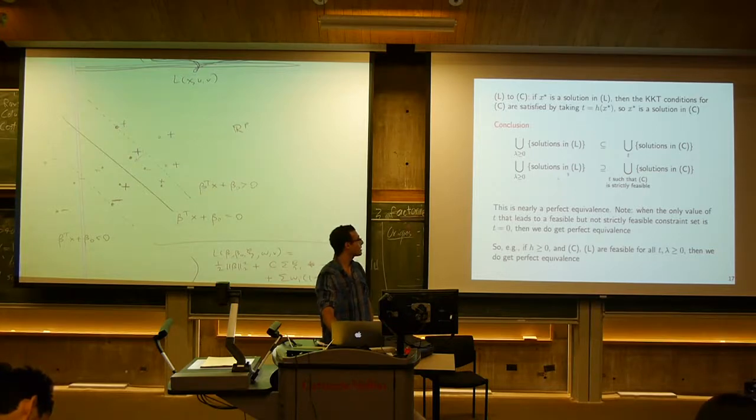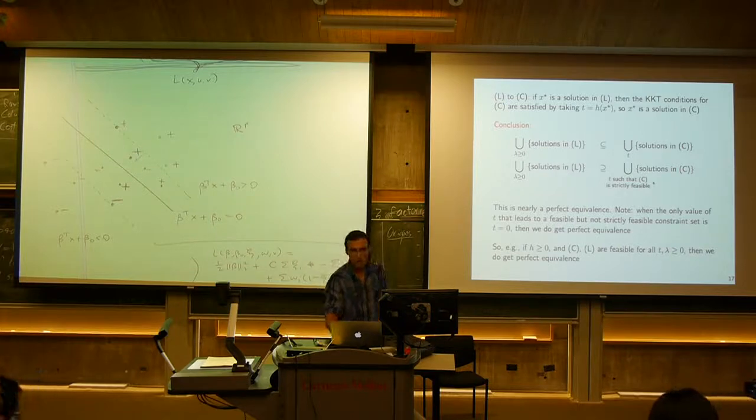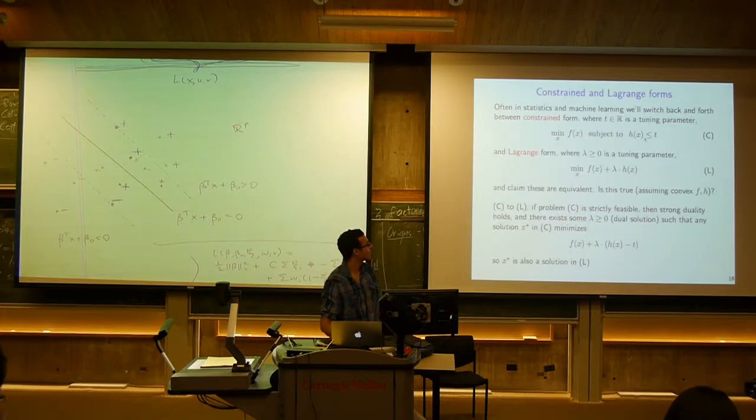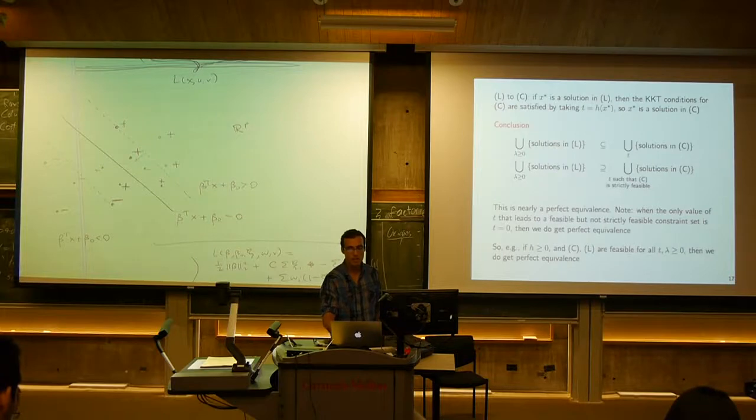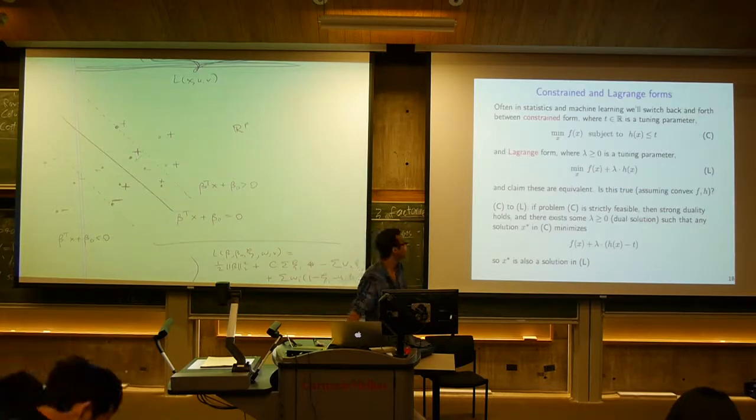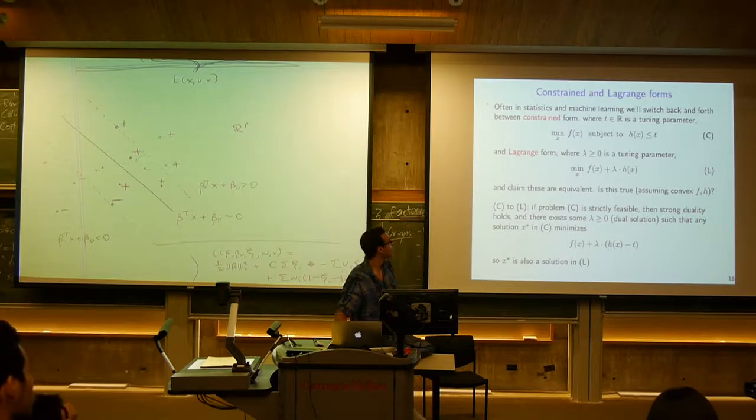The flip direction was that if I look at solutions in the constraint problem for which I actually had strict feasibility, with which I had h of x being strictly less than t for some x, not necessarily the solution, just some x, those are all solutions in the Lagrange problem. So it's almost a perfect equivalence. We can almost always say that we can take a problem like this and go to a problem like this.